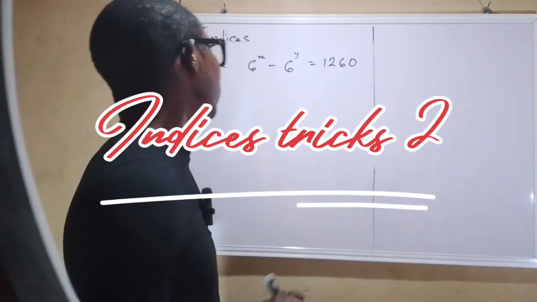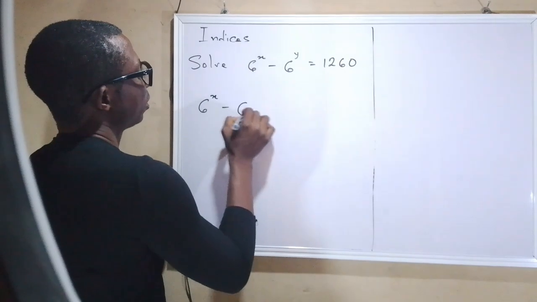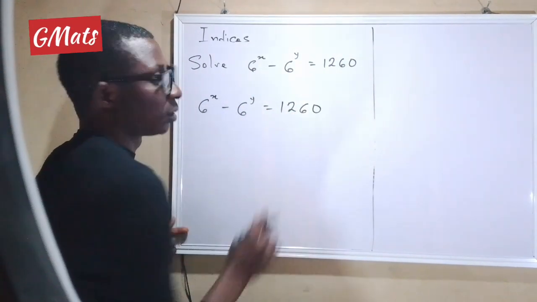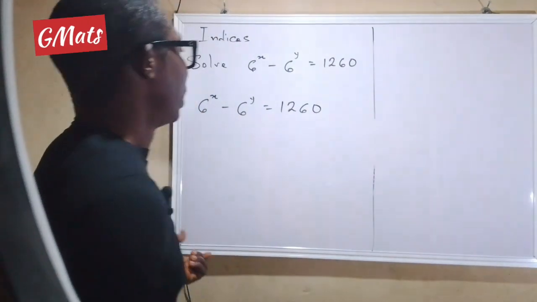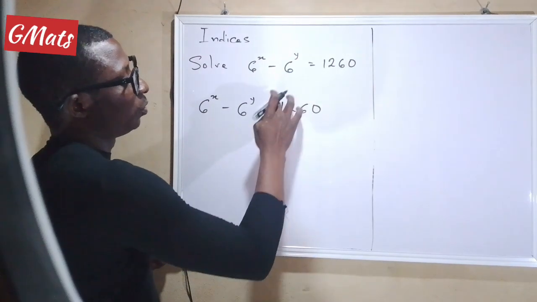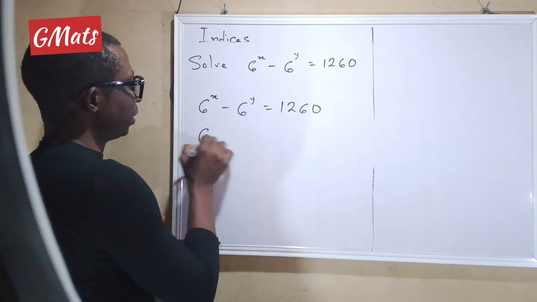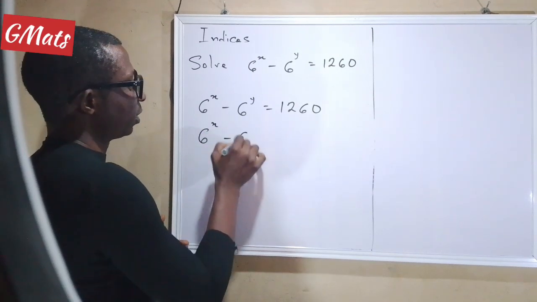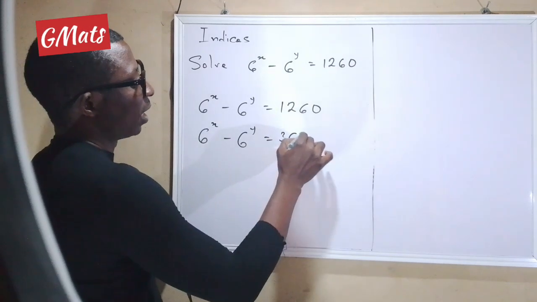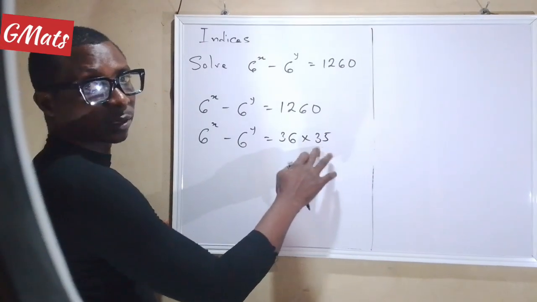Let's solve this problem. 6 raised to the power of x minus 6 raised to the power of y equals 1206. So we want to solve this. Now the first thing is to express this as a multiple of 6. So now let's say we have 6 raised to the power of x minus 6 raised to the power of y equals 36 times 35. So we still need to work on this.